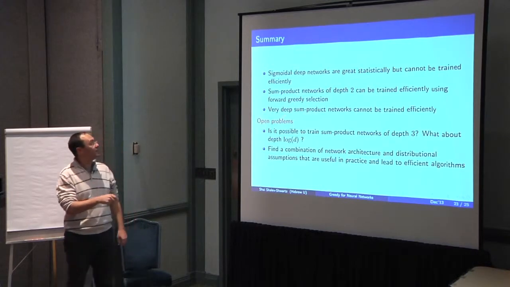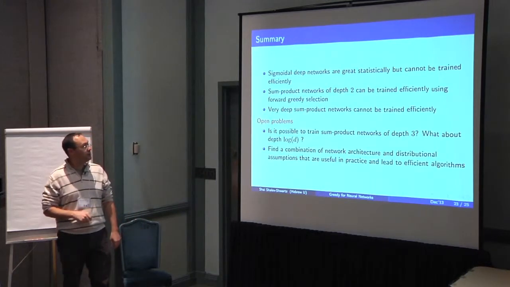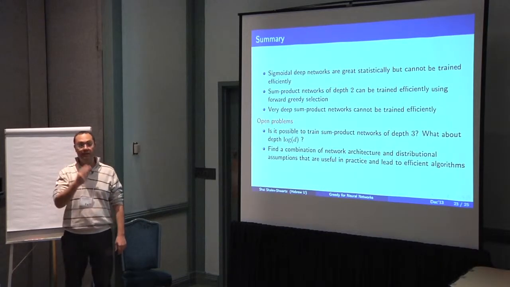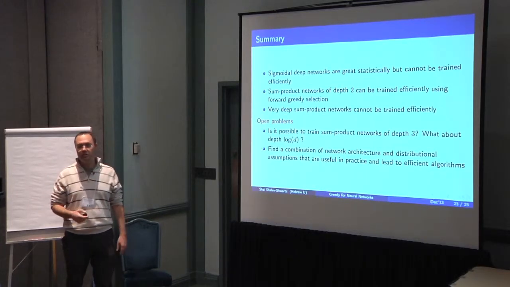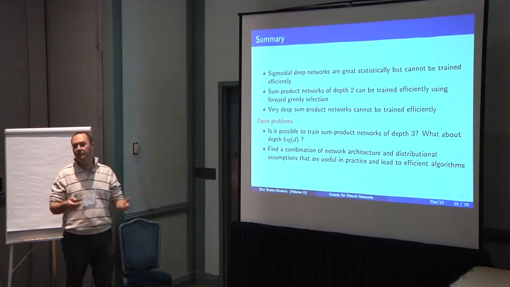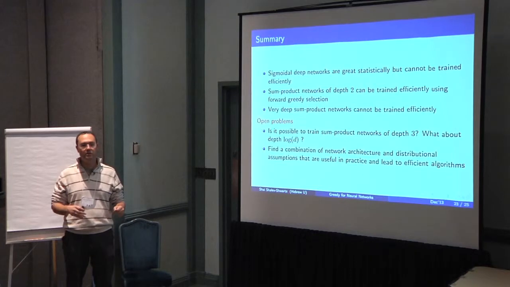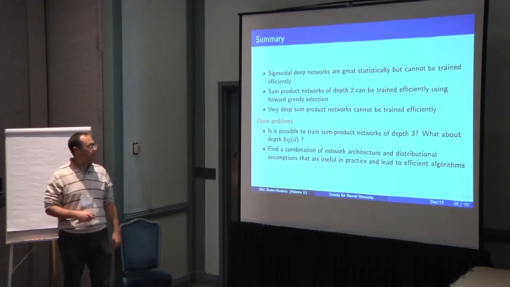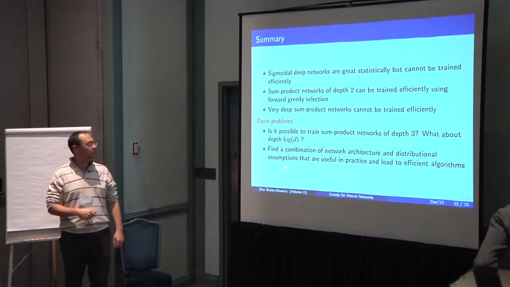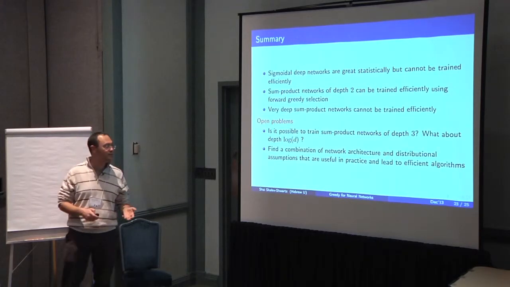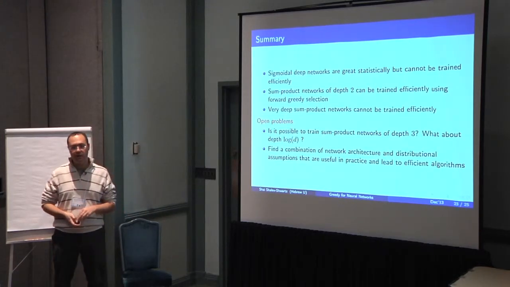OK, so let me just wrap up. I think I already summarized this. So let's go to the open problems. Is it possible to train sum product networks of depth 3? Even this is not known. If the answer is yes, what about depth log D? We saw that poly D is impossible, but maybe log D is possible. Another open problem is to find a combination of network architecture and distributional assumptions that are useful in practice and lead to efficient algorithms.